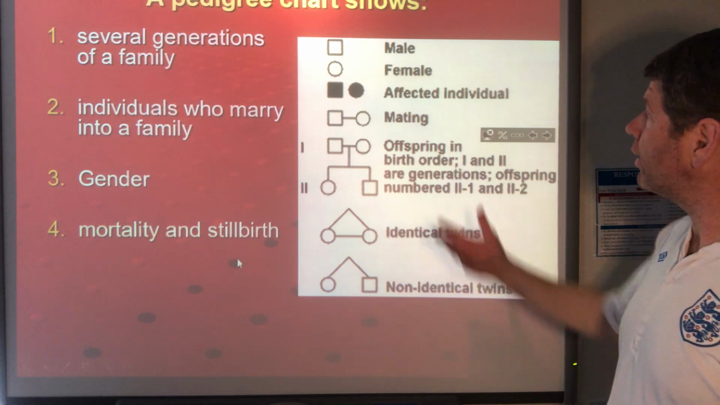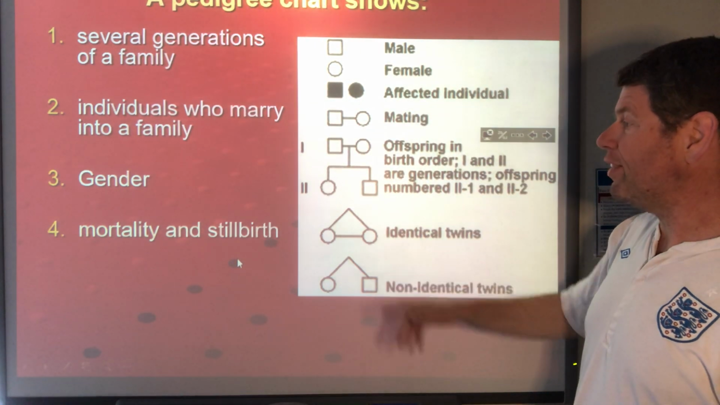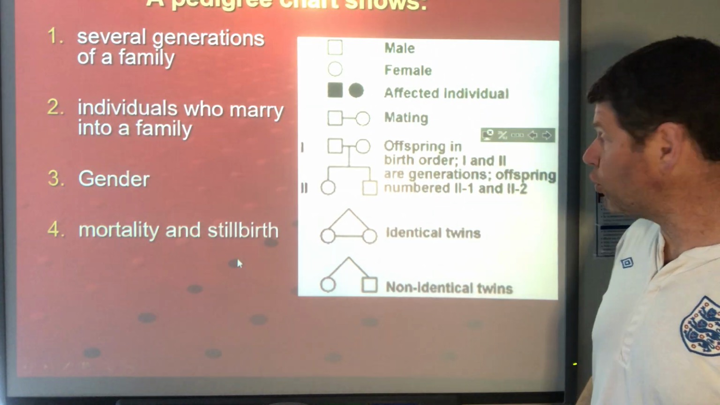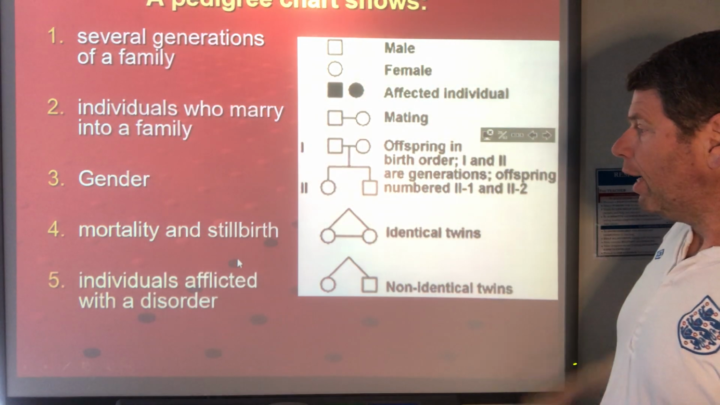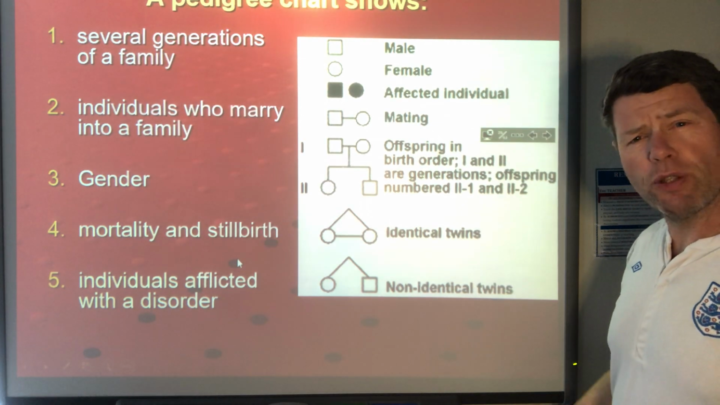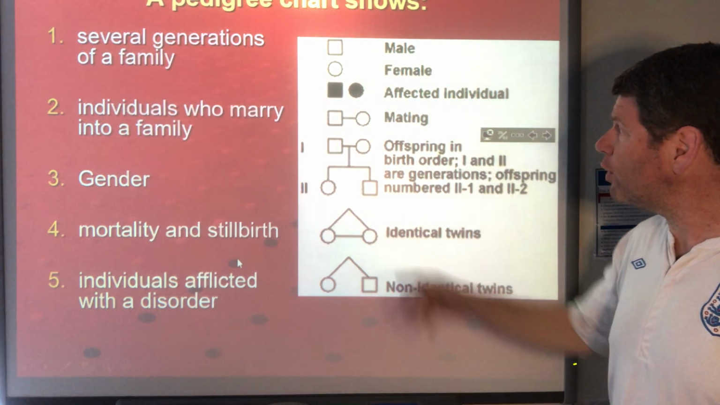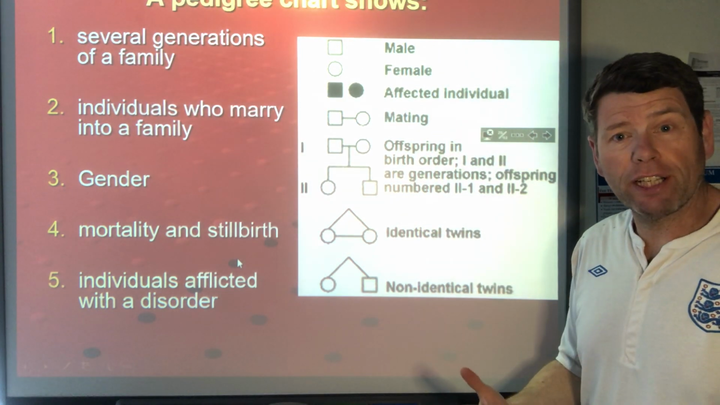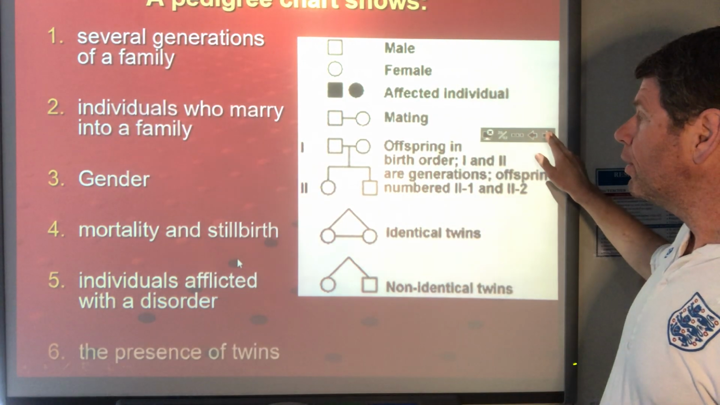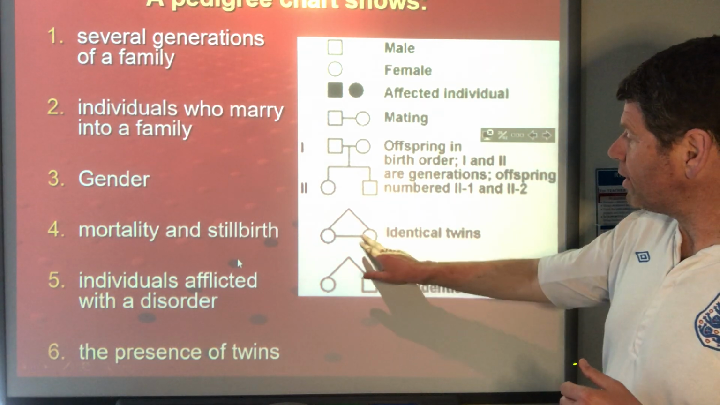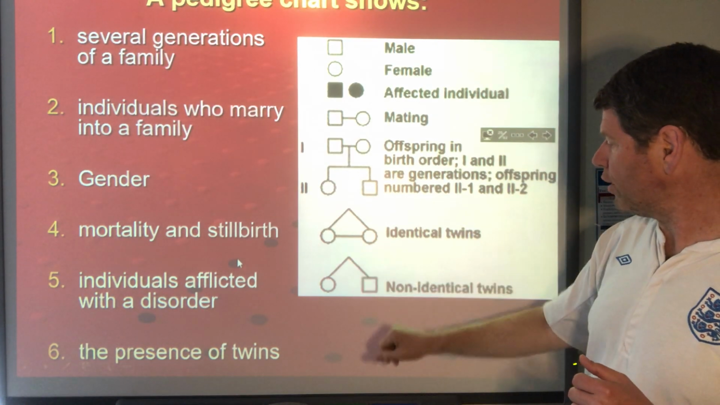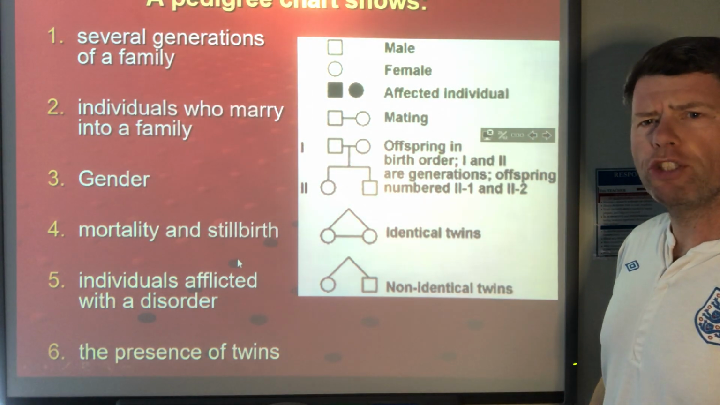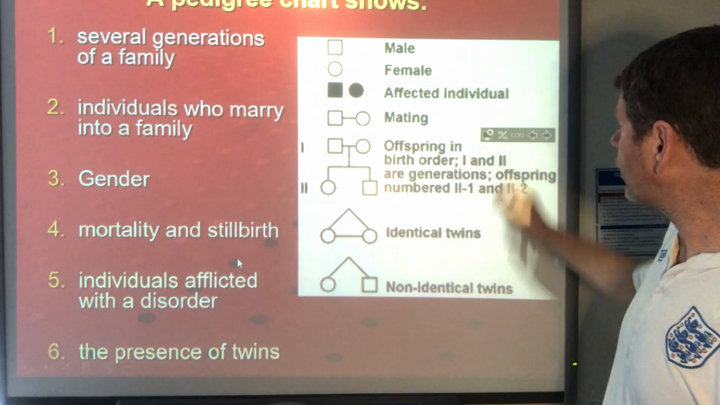You can't see it on this legend, but usually if an individual dies, we would see a diagonal line across the individual. All right? And we will see individuals affected with a certain disorder or whatever trait we happen to be looking for, because they're going to be shaded. So shaded means that they have a particular disorder that we might be talking about. And also we could see the presence of twins as well. Identical twins versus non-identical twins. To be honest, it doesn't show up too much in many of the pedigrees that you'll be looking at.